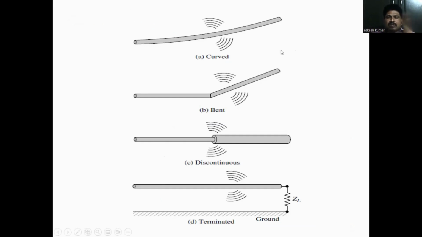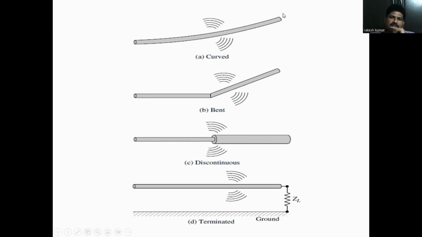For example, if the wire is straight, there is no chance of radiation, because if the wire is straight, all the charge carriers will move with uniform velocity. So if the charge carriers are moving with uniform velocity, there is no radiation. Why? Because we have already derived in the previous expression that if the charge carriers are accelerating or decelerating, then there comes the concept of radiation. Okay, let us take these different sources where the radiation takes place.